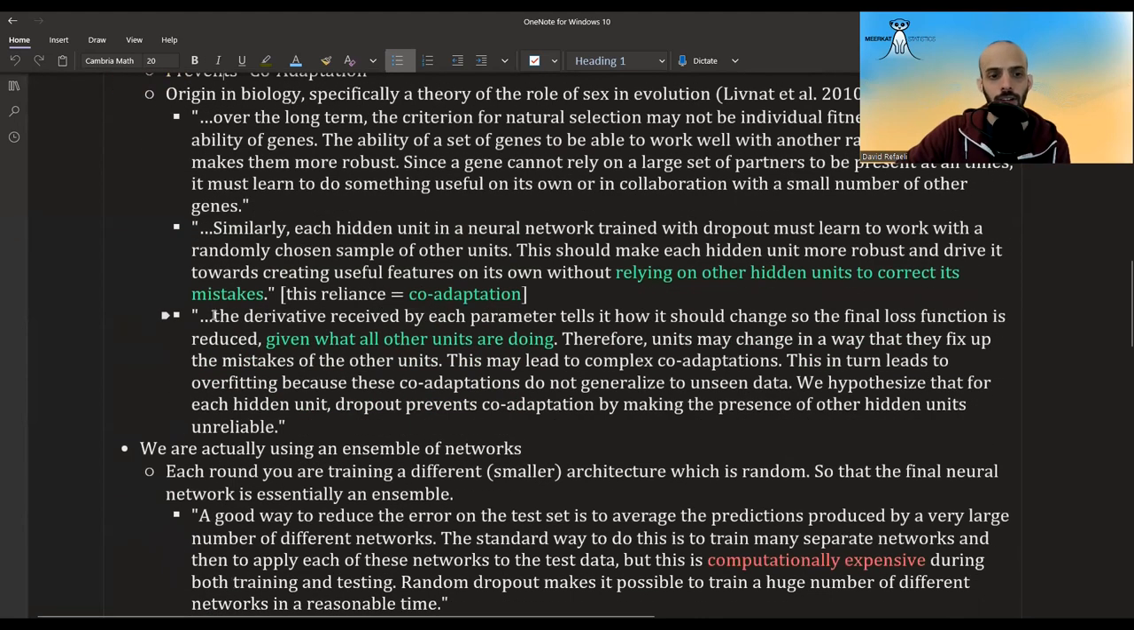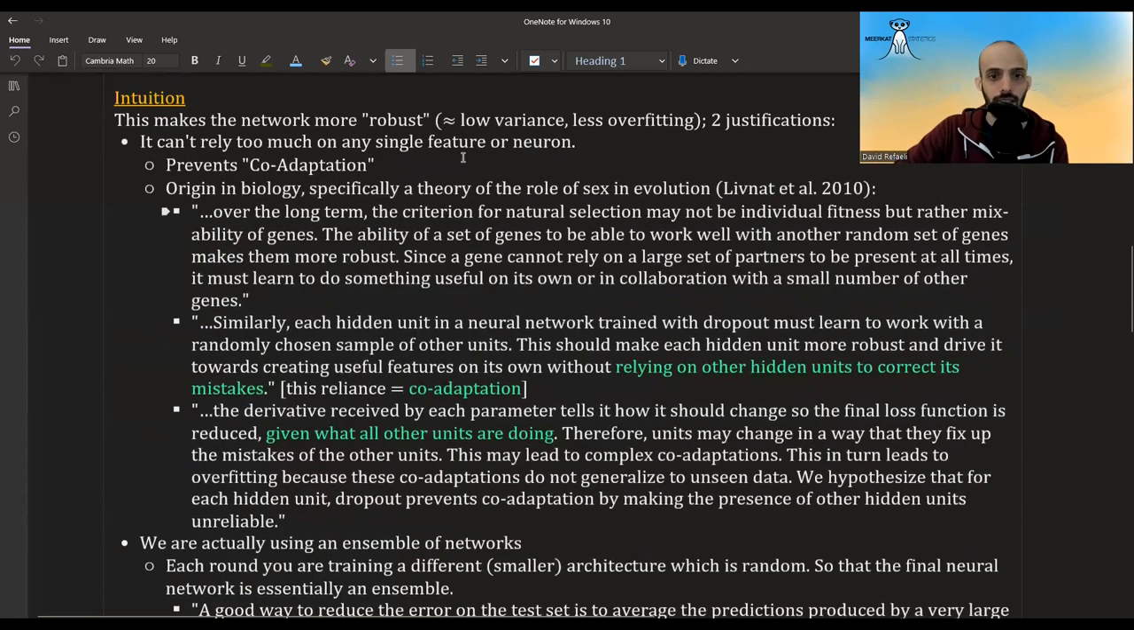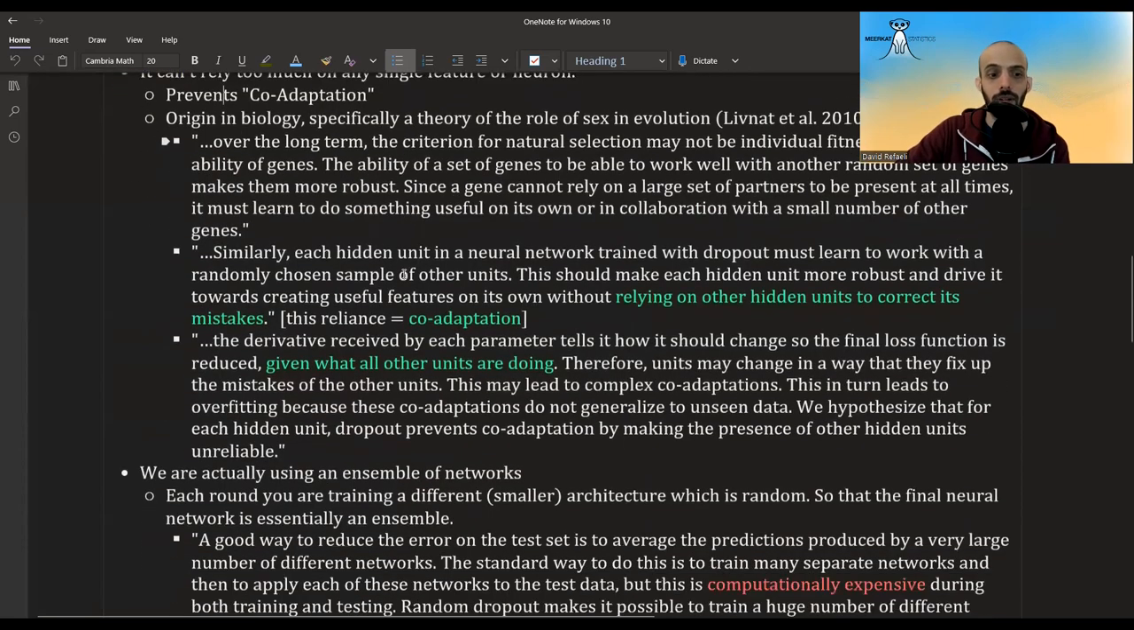They explain a bit further: the derivative received by each parameter tells it how it should change so the final loss function is reduced, given what all the other units are doing. Therefore, units may change in a way that they fix up the mistakes of the other units. This may lead to complex co-adaptations. This in turn leads to overfitting because these co-adaptations do not generalize to unseen data. We hypothesize that for each hidden unit, dropout prevents co-adaptation by making the presence of other hidden units unreliable. So this is one theory of why dropout works.